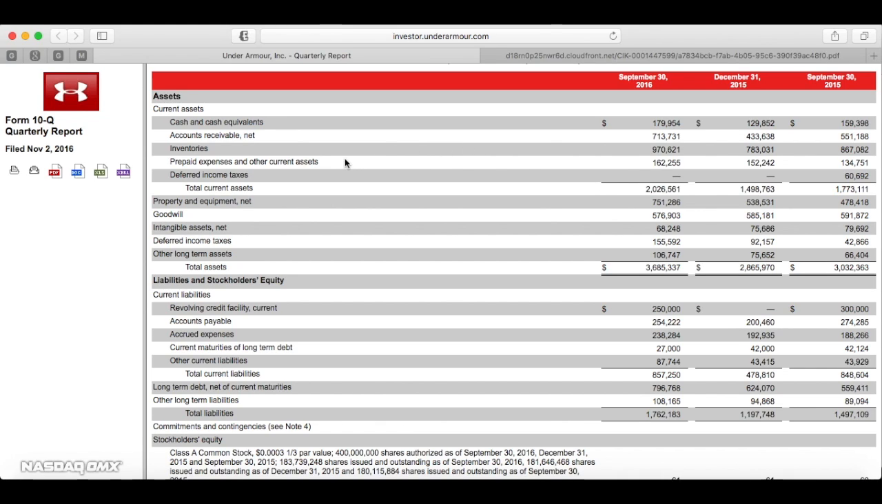They have some prepaid expenses. You might say, hey, why is a prepaid expense an asset? Well, this might be they're prepaying leases, they're prepaying vendors, they're prepaying for insurance, internet. I don't know, they could be prepaying for a lot of things. And you wonder why they put it on the asset side.